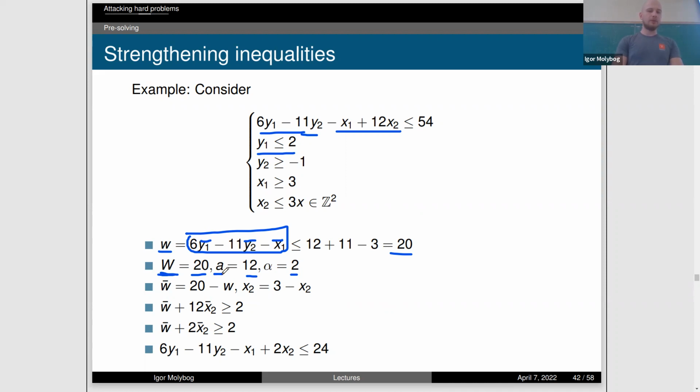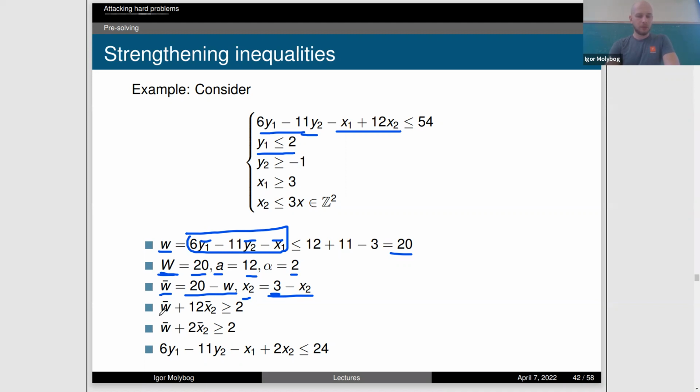Why is A equal to 12? So it's W plus AX and W. Right. And so the 4 times 12 is 2, so A is 12. Right. Yeah. Okay. Great. So let's define the W bar, which is 20 minus W, and X2 bar is 3 minus X2, which is the upper bound on X2 itself minus X2. So our K is equal to 3.